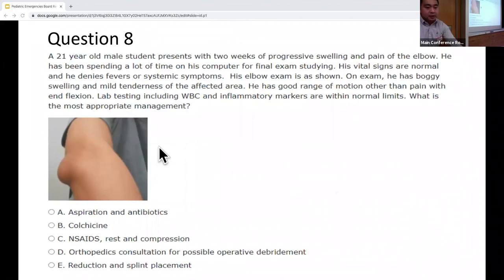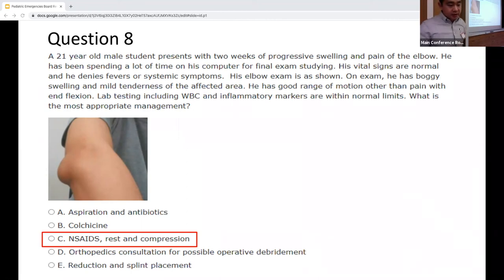All right. Question eight, a 21-year-old student has 2 weeks of progressive swelling and pain in the elbow, spending a lot of time on his computer for studying. He has no fevers and his vital signs are normal. This is his elbow here. You can see swelling of his right elbow. There's some boggy swelling and tenderness in the area, but good range of motion. White count and inflammatory markers are normal. What's the most appropriate management?